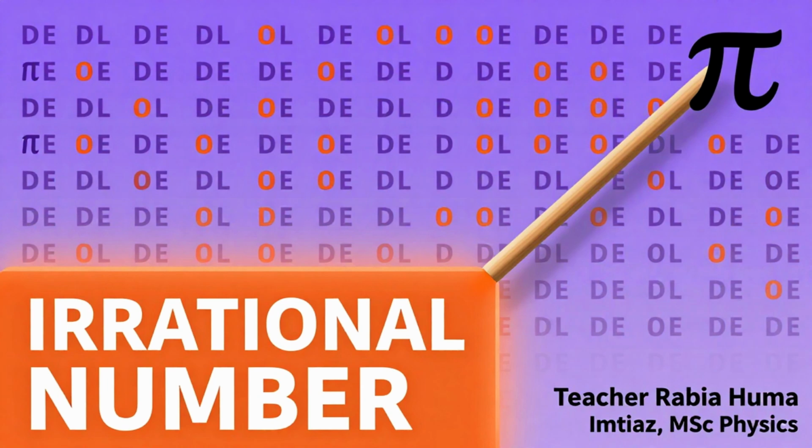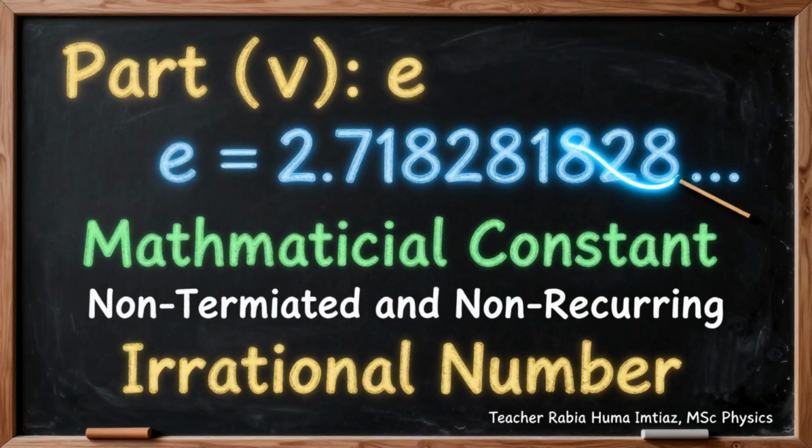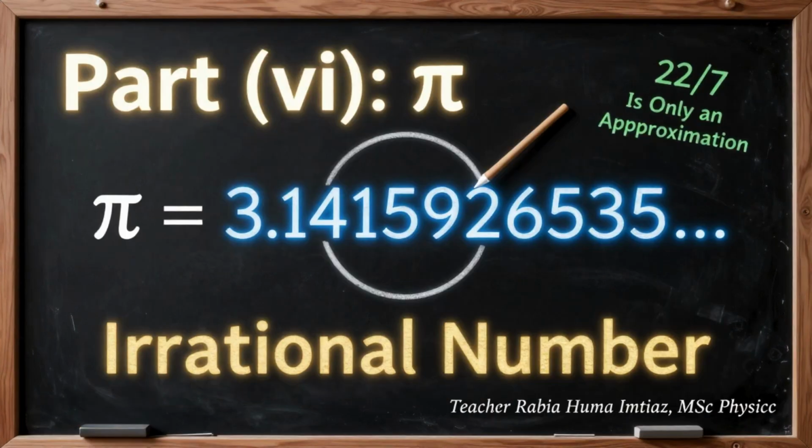If you look at the bottom right under the yellow irrational box, you can see our famous mathematical constants pi and e. Both of their decimal values run on forever, without ever settling into a repeating pattern.